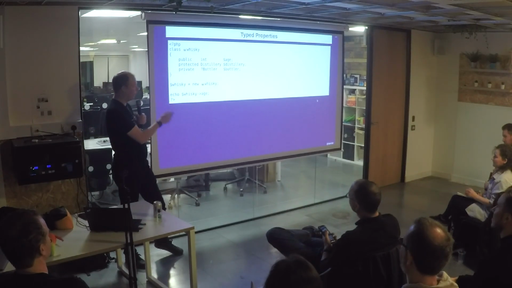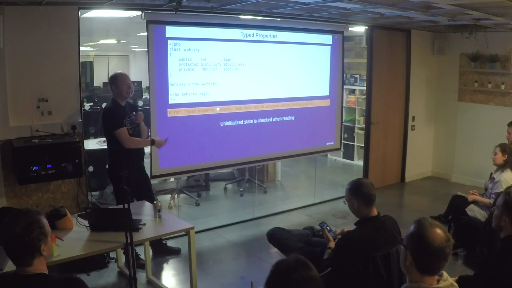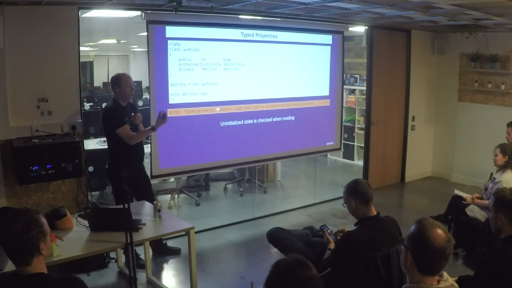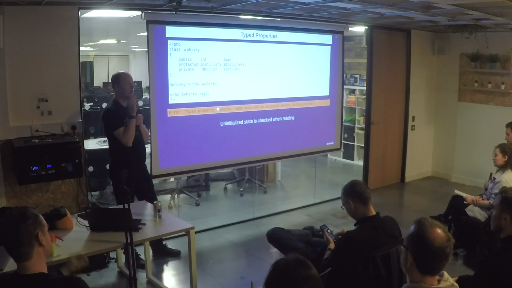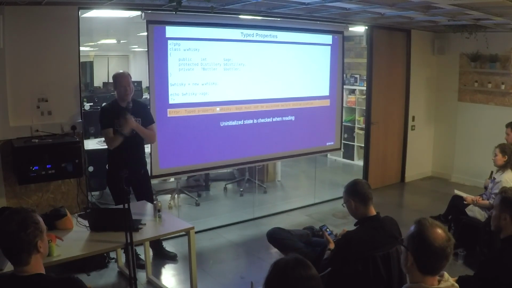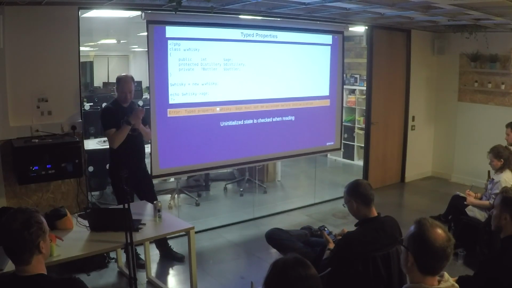Why is this throwing an error? Well, because I have never set a value for h. And when you then access this property, it's not of any value, so it can't be of the declared property type that you have. So this says that if you try to access a type hinted property that hasn't been assigned a value yet, you will get a type error. The uninitialized state is checked when you're accessing this property for reading.